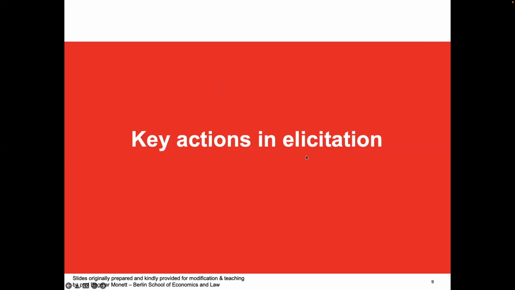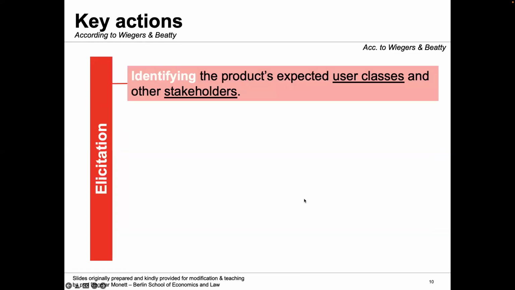We talk about the key actions in elicitation. Okay, now we talked about the first step is that we need to gather requirements, but for this, we need to know who are the sources of our requirements, right?